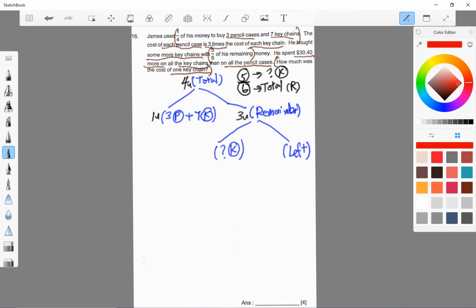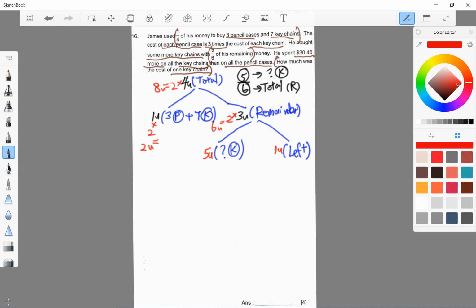Having done all of that, I will need to change the remainder from 3 to 6. To achieve that, I will multiply everything in my branch by 2, which means now my total is 8 units. My 3 pencil cases and 7 keychains will be 2 units. And my remainder will be 6 units. Having done that, the extra keychains will be 5 units and the leftover must be 1 unit.